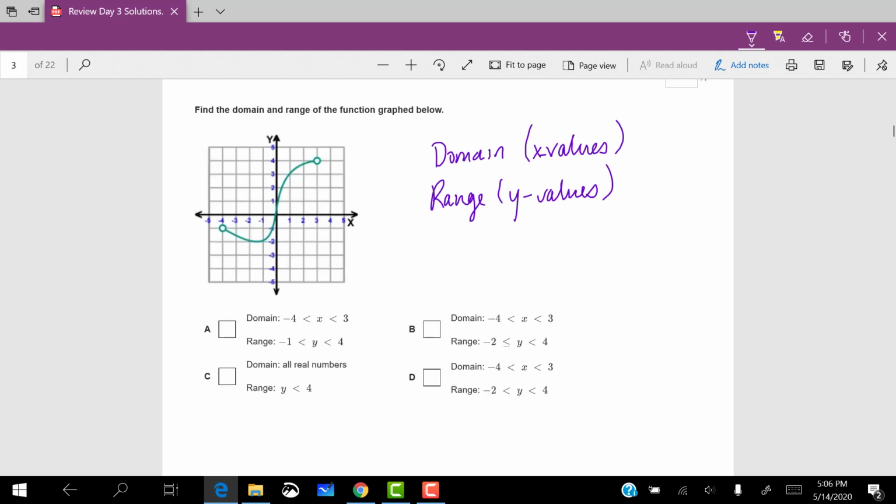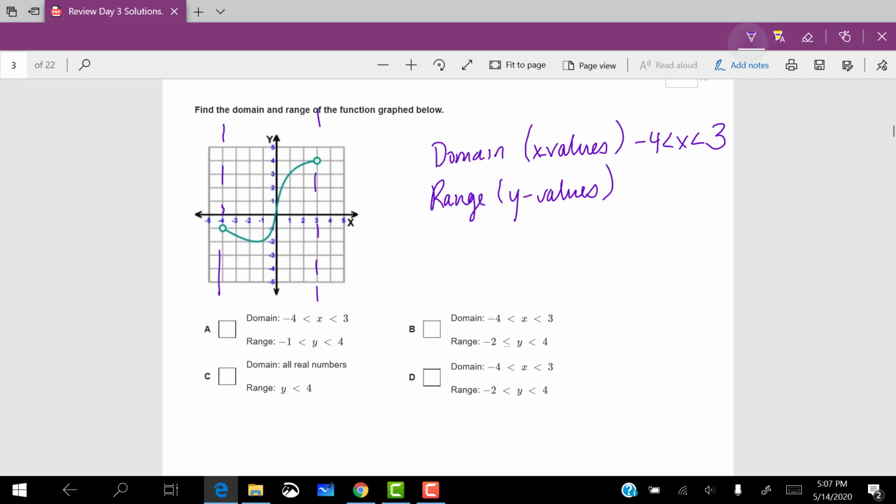So remember the domain is the x values and the range is the y values. Open circle tells us that things are not included. So if I'm looking at the domain, the smallest x I see is negative 4. The biggest x I see is 3. So my domain should be negative 4 less than x less than 3. Both open circles, so I know those are less than and not less than or equal to signs.